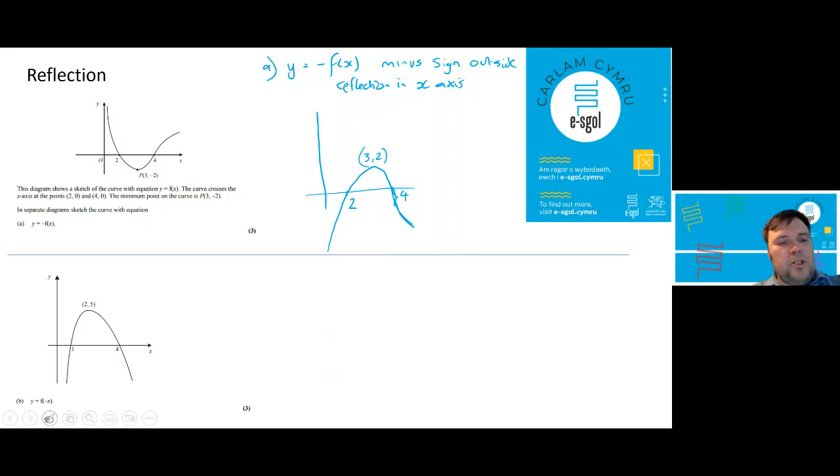For the next one, I'll change color again. You have y equals f of minus x. That's inside. Part B, y equals f of minus x. That minus sign inside means a reflection in the y-axis. So your y-axis becomes the mirror line, so it's reflected and goes that way.